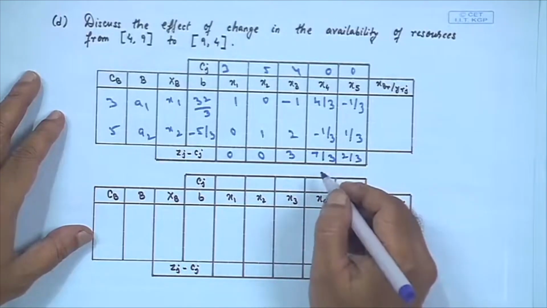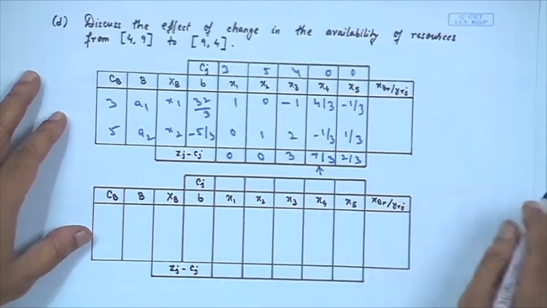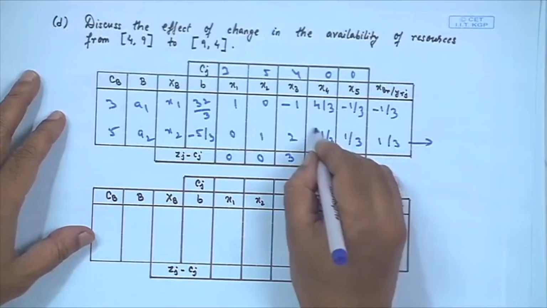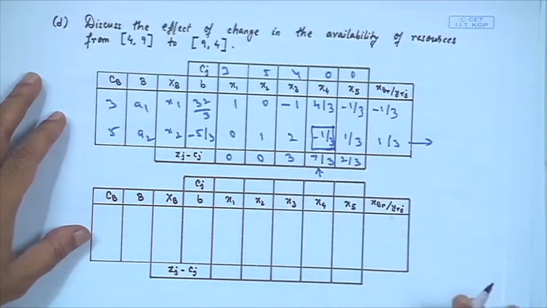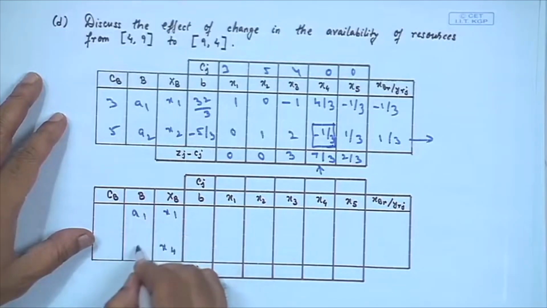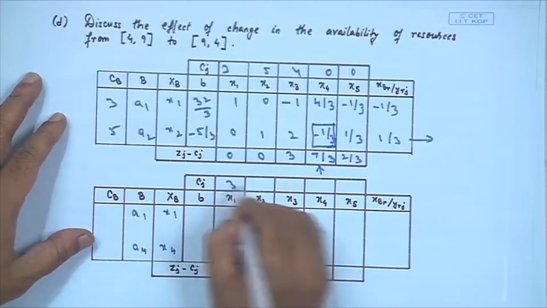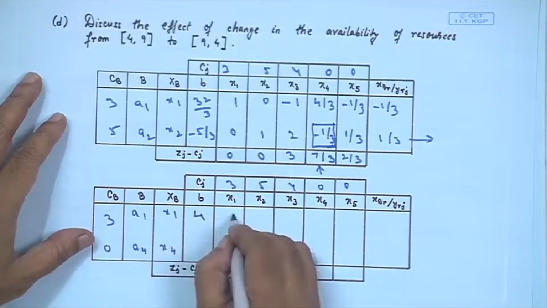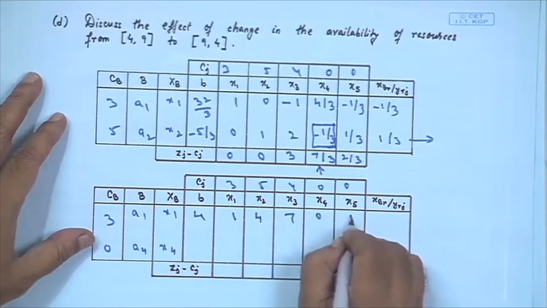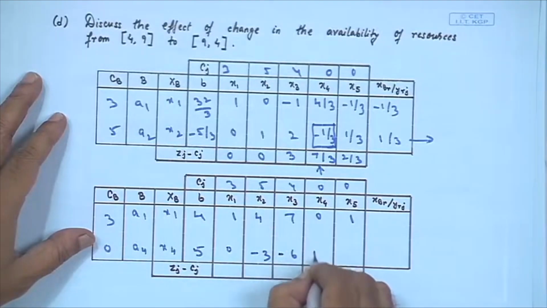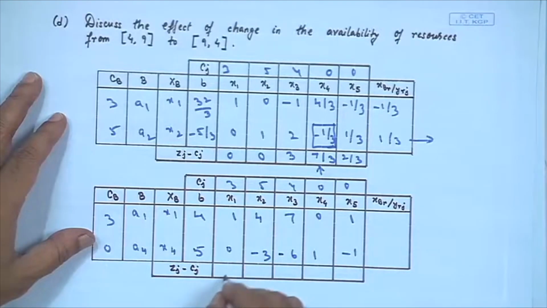0 3, 7 by 3 and 2 by 3. Here I have to take this one, minus 1/3, and this will be 1/3. So, this is the outgoing vector, therefore, this is your pivot element. So, in the next one your x1 will come, x4 will come, a1 a4 will come. So, it is 3 5 4 0 0, this is 3 and 0. So, this becomes 4 1 4 7 0 1 and 5 0 minus 3 minus 6 1 minus 1. Zj minus cj you will get 0 7 17 0 3.